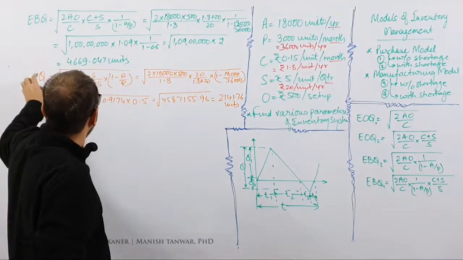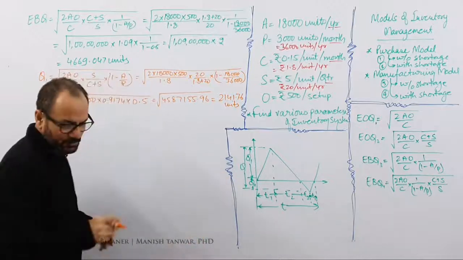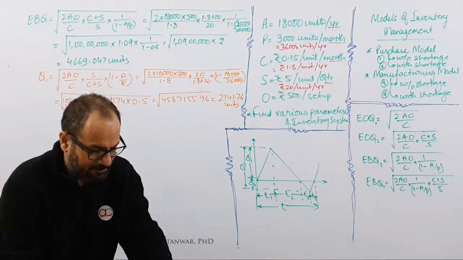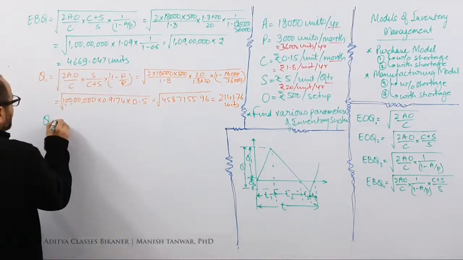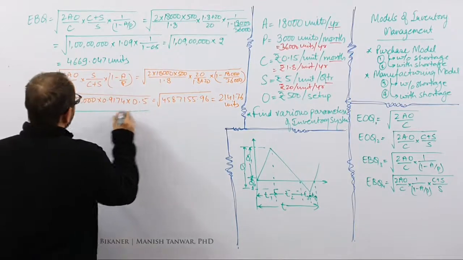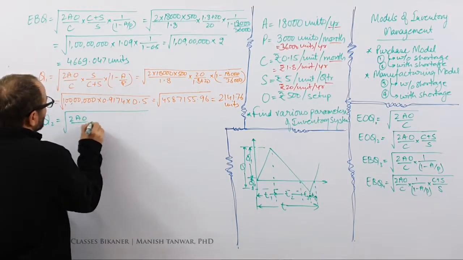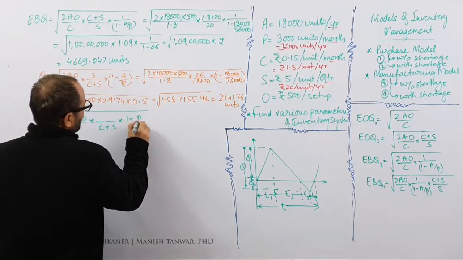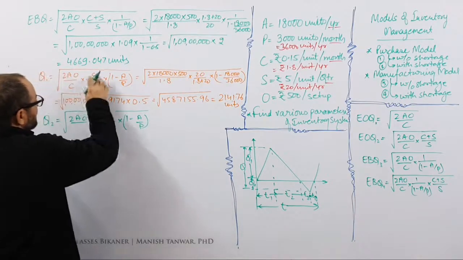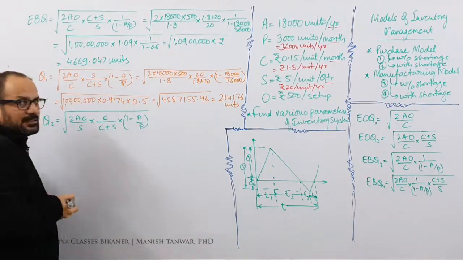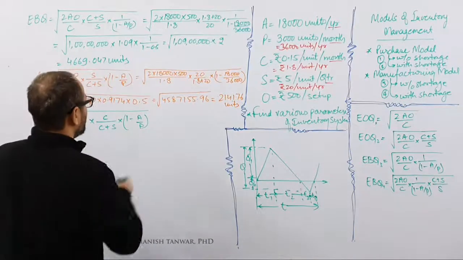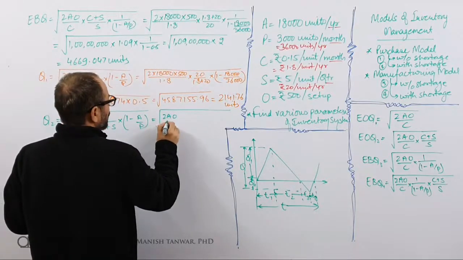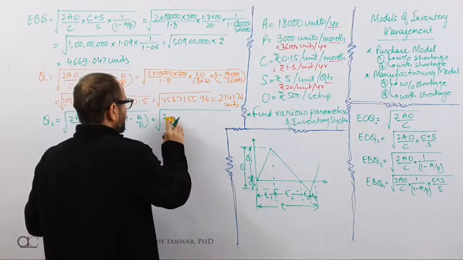And now let us get on with our Q2. What is the formula for Q2? I'll change the pen so that we have different colors and they do not get mixed up. Formula for Q2, if you remember from previous lectures, it was 2AO upon C plus S, 1 minus A by P. Remember, these C and S would switch their places. This is the formula for Q2, if you remember it from our previous lectures. So if we go ahead and solve this, we need to put the values now.